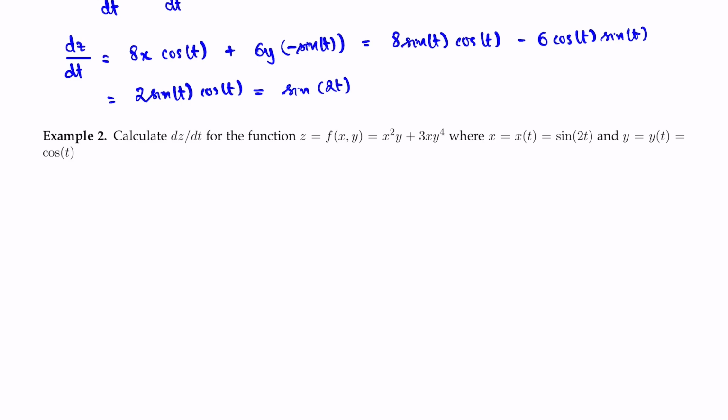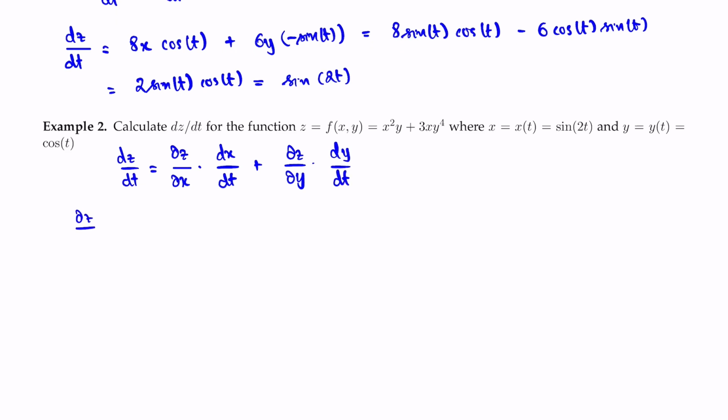So it's very similar to example 1, that is, you want to find dz/dt of the function z equal to x squared y plus 3xy to the 4, where x is equal to sine of 2t and y is equal to cosine of t. So to find the derivative dz/dt, you do partial z partial x times dx/dt plus partial z partial y times dy/dt, where partial z partial x is equal to 2xy plus 3y to the 4th.